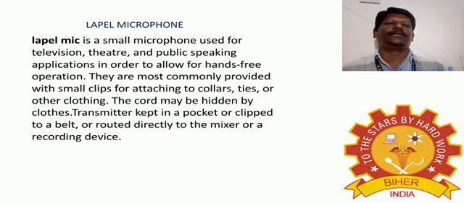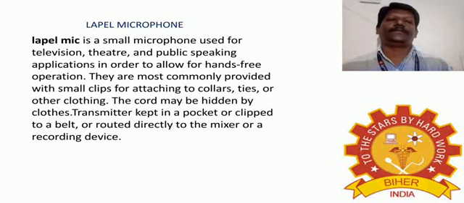A transmitter kept in a pocket or clipped to a belt is routed directly to the mixer or a recording device. So a lapel microphone is a wireless microphone. It has a transmitter and a receiver. The transmitter is used to transmit a sound signal from one place to another place.